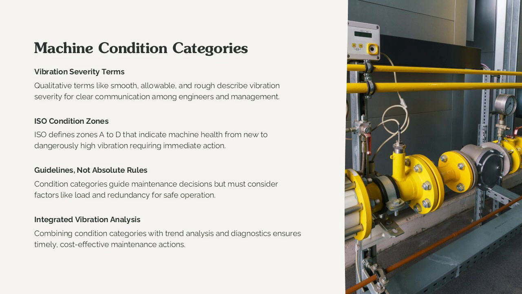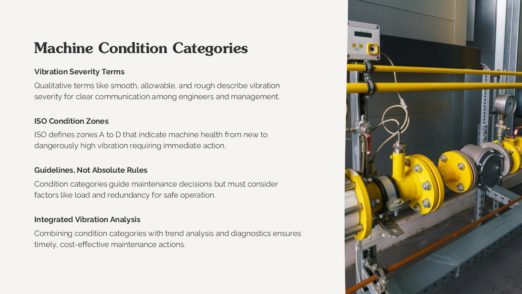Zone A typically represents new or overhauled machines operating within expected vibration limits. Zone B corresponds to acceptable vibration for continuous operation. Zone C indicates unsatisfactory vibration where corrective action should be planned, while Zone D represents vibration levels that are not permissible and may lead to immediate damage. It is important to recognize that these categories are guidelines rather than absolute rules.